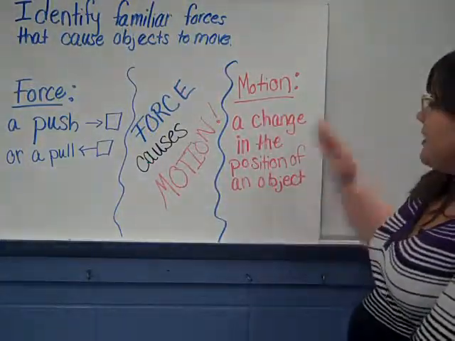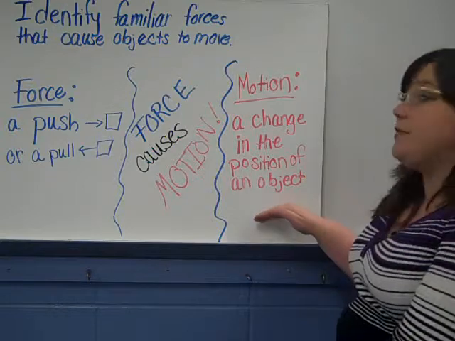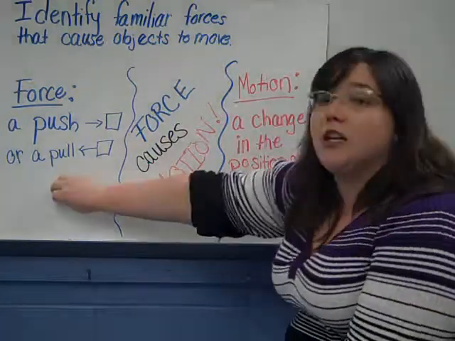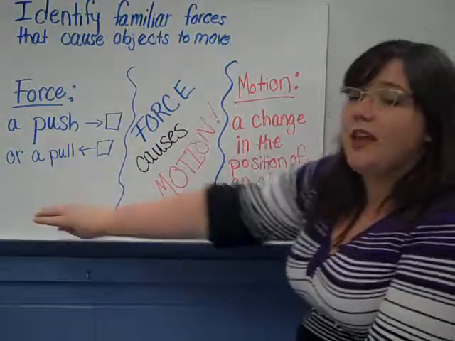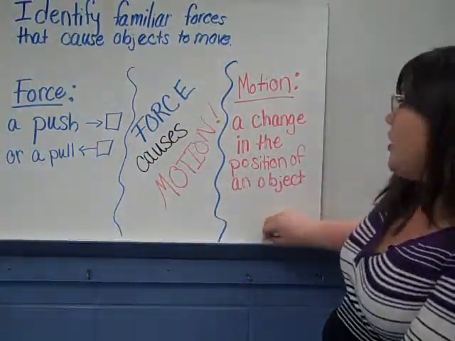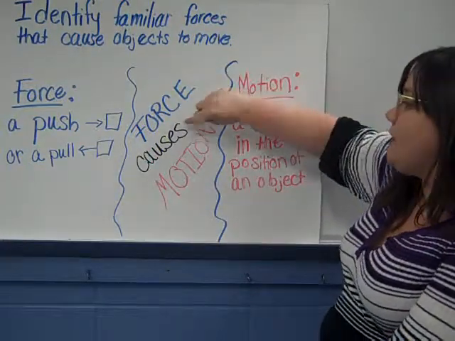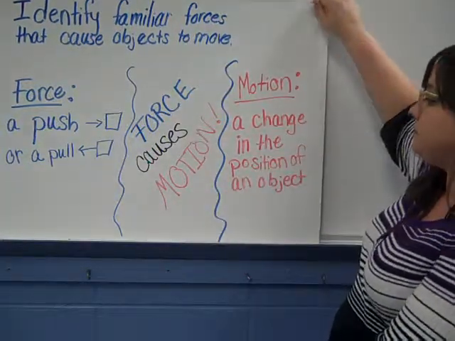And motion is a change in the position of an object. Again, motion is a change in the position of an object. So if it was here and now it's here, something happened to make that change. You had motion, and motion requires a force. Force causes motion.